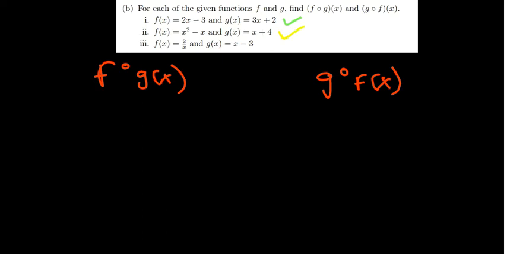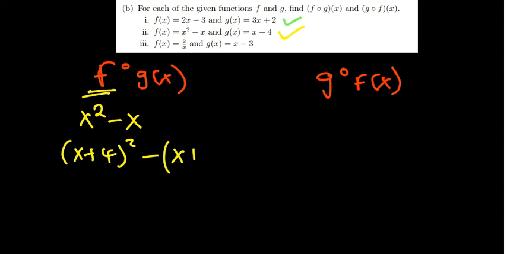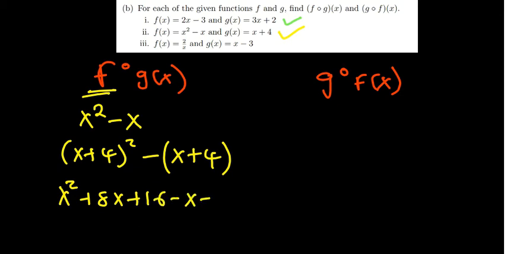So for the next one, our f of x is x squared minus x. Now wherever is x, we are going to put our g of x, which is x plus 4. So x plus 4 squared minus x plus 4. Be careful with a negative. So I've put x plus 4 in brackets. So we have x squared plus 8x plus 16 minus x minus 4. Like terms. So I've performed all the calculations. 16 minus 4 is 12.